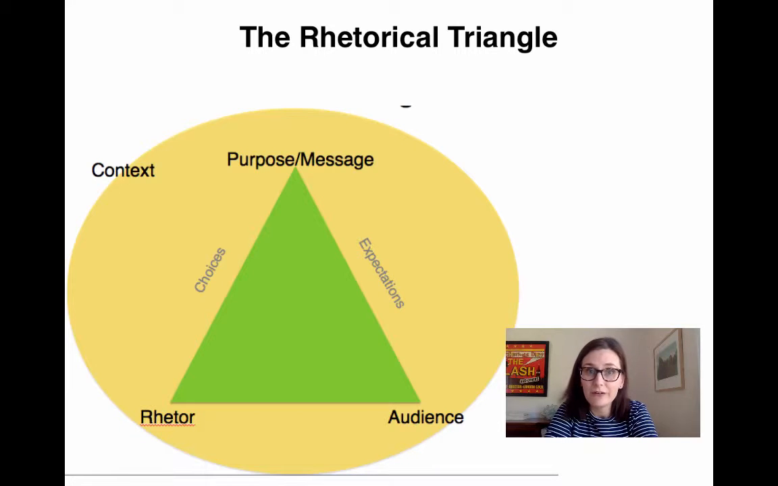Within that triangle, we have the choices that a rhetor makes in order to communicate the purpose or message, and we also have the expectations of an audience. Right? What are they used to seeing? How, as a rhetor, might you want to align yourself with those expectations or challenge those expectations in order to produce a desired effect? You've begun the process of thinking with the lens of the rhetorical triangle with the critical selfie assignment.